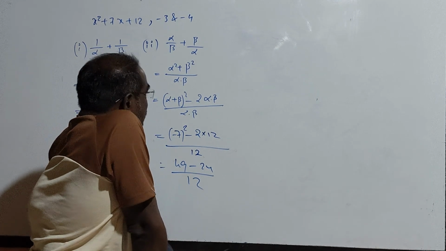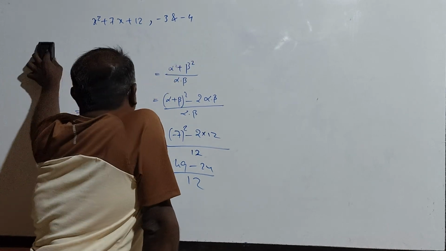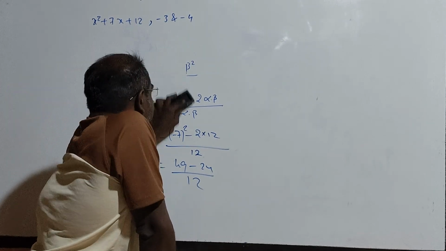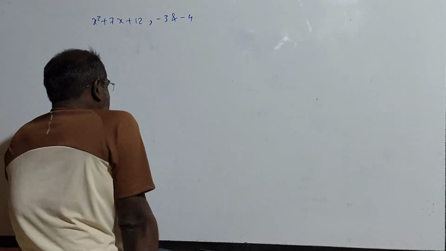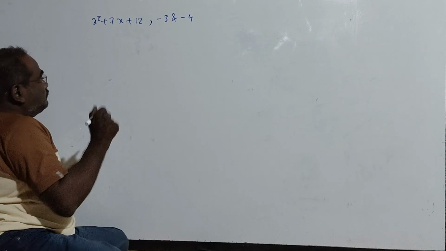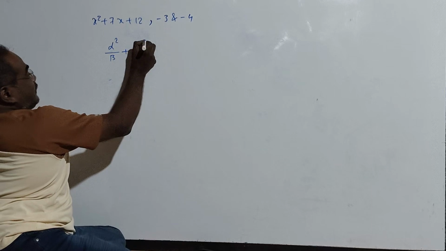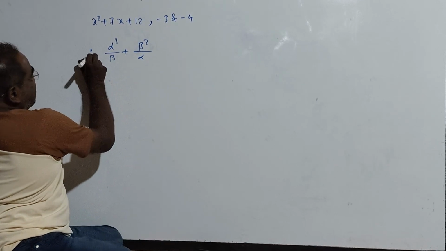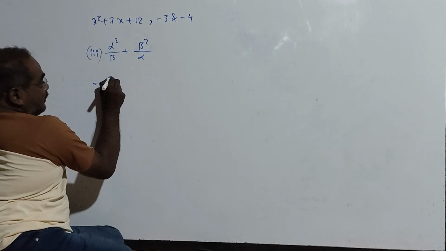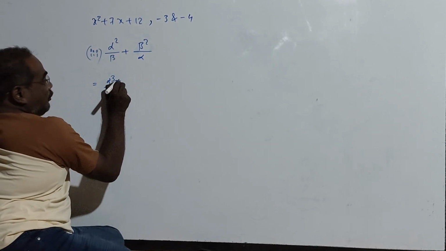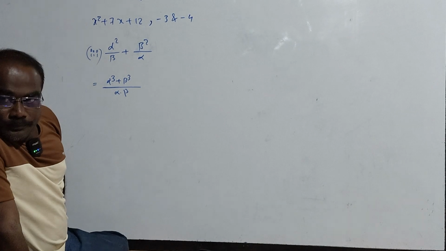One more type he will ask, the third type of problem. In this, that is alpha square by beta plus beta square by alpha. This is the third type of problem. Make a cross multiplication: alpha cube plus beta cube divided by alpha beta.